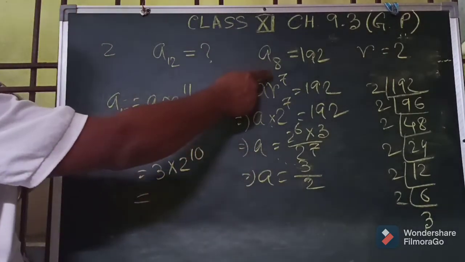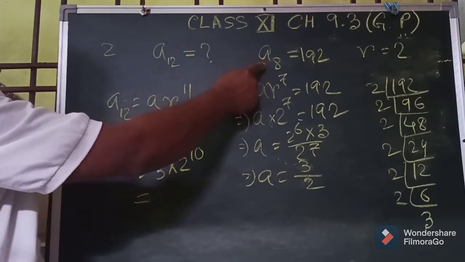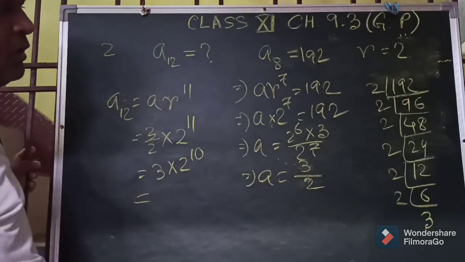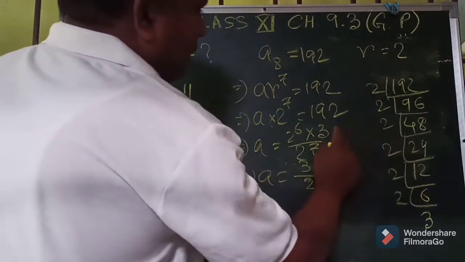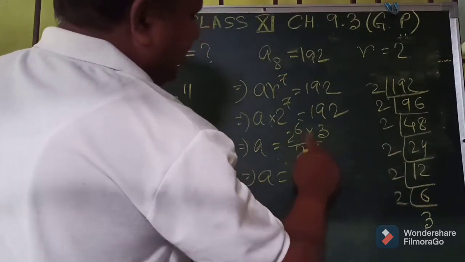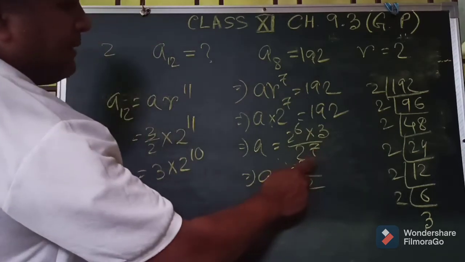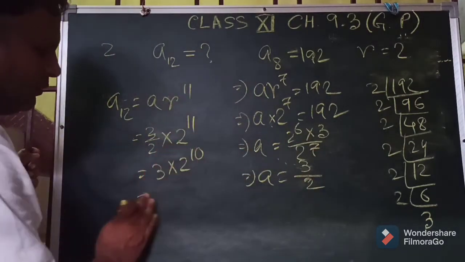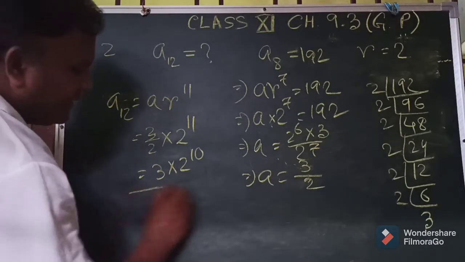Already 2 to the power 7 is given, look at the question here, 2 to the power 7 is given here. So 2 to the power 10 you can find out this way, or otherwise you can write the answer in that way too.